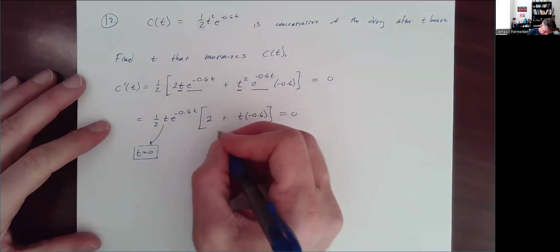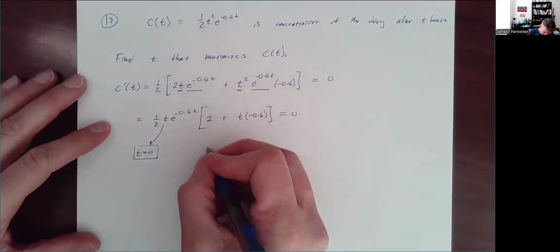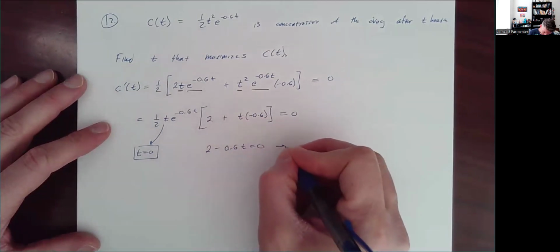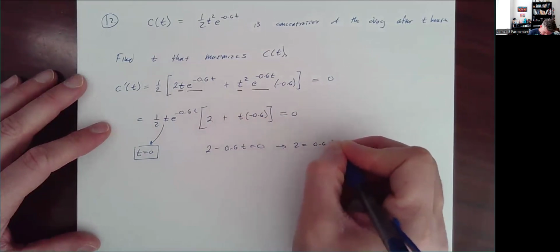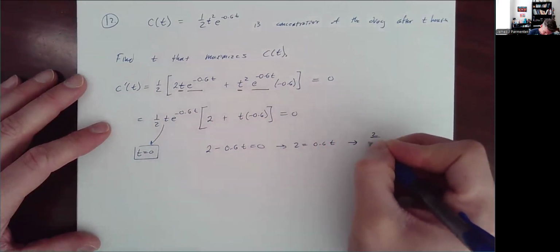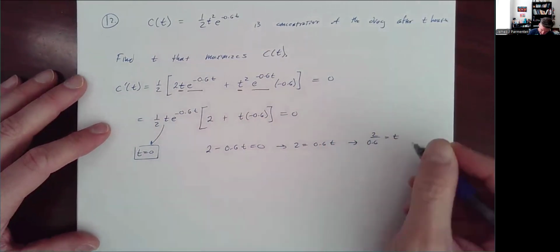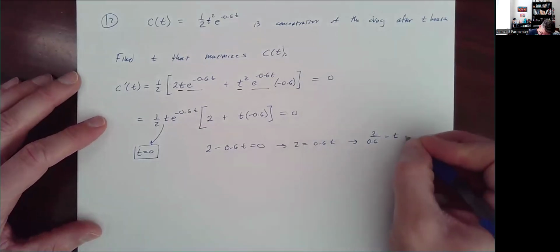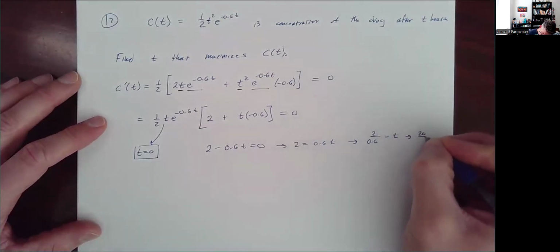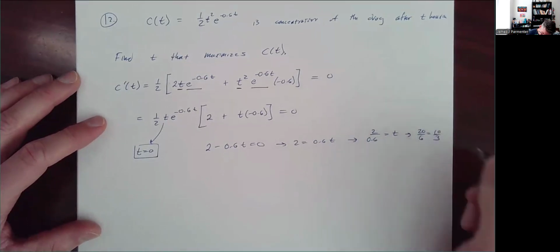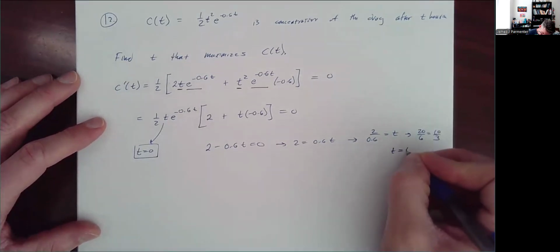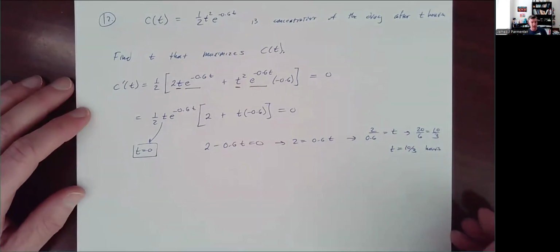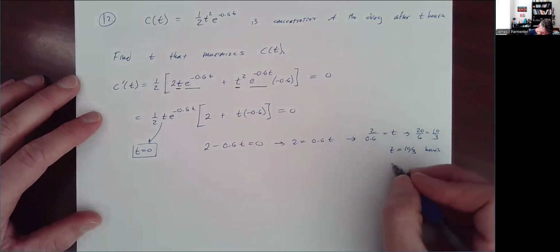Or we're going to get, let's see. So this equal to 0, 2 minus 0.6t equal to 0, 2 equal to 0.6t, 2 divided by 0.6 is equal to t. If I was trying to simplify this, I would multiply the top and bottom by 10 and say that's going to be 20 over 6, which is 10 over 3. So t equal to 10/3 hours, or in other words, 3 hours and 20 minutes.